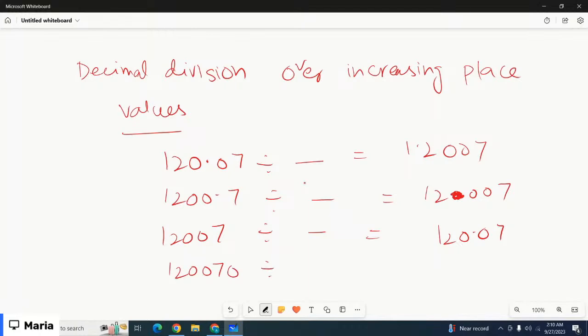120070 divided by what number equals 1200.7? Okay, so basically that is the pattern, right? So how do we divide them? You just have to see the movement of the decimal point. Here the decimal point is here, but in the answer it is moved from here to here, two places left. It is moved by two places left, right? That means it is divided by 100, right?